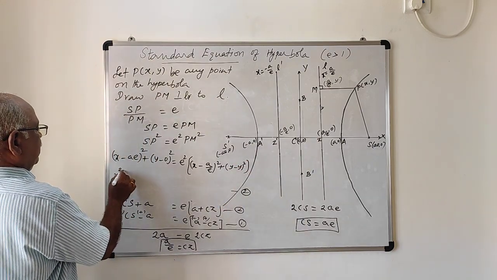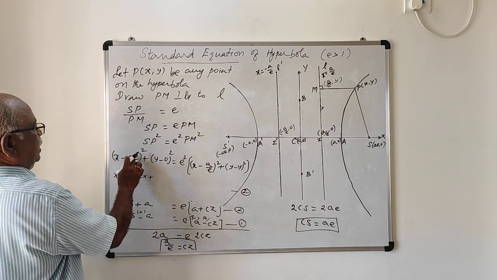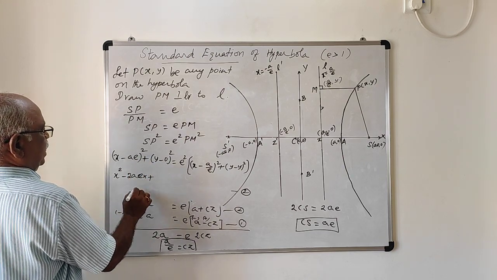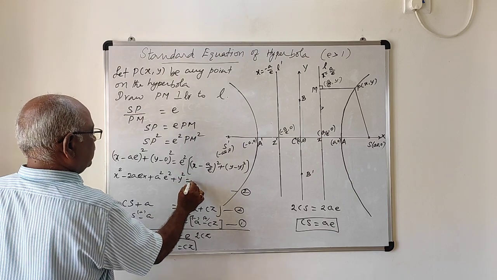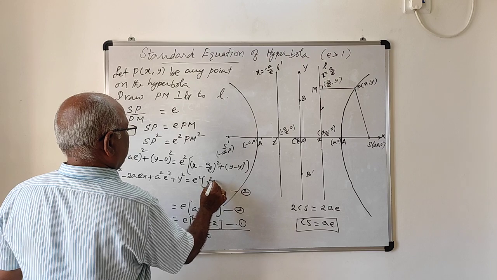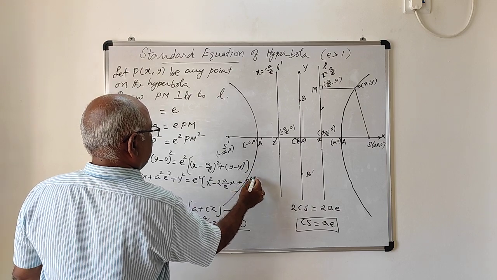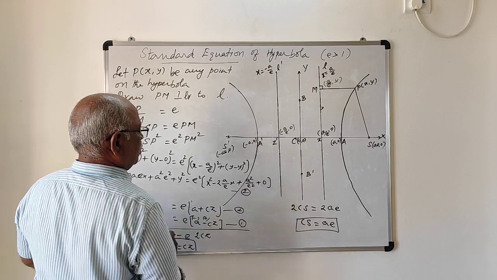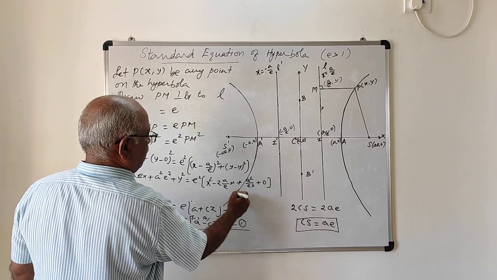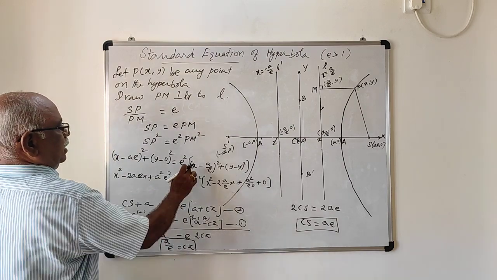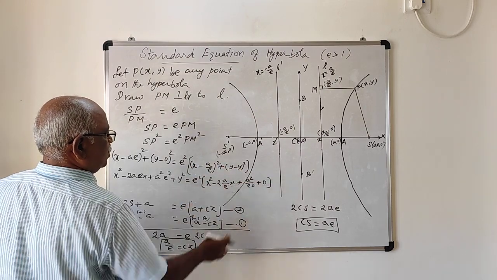So this is x square minus 2aEx plus A square E square, plus y minus 0 whole square is y square, equal to, again, E square into x square minus 2a by Ex plus A square by E square plus y minus y whole square. Okay, this is your left hand side.